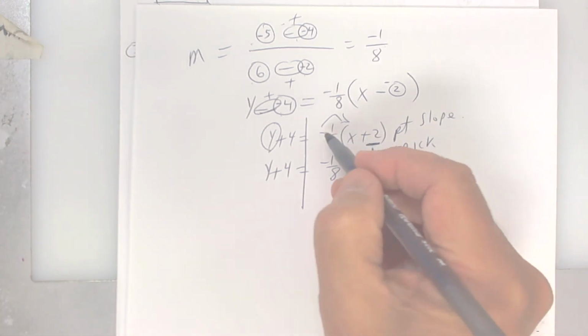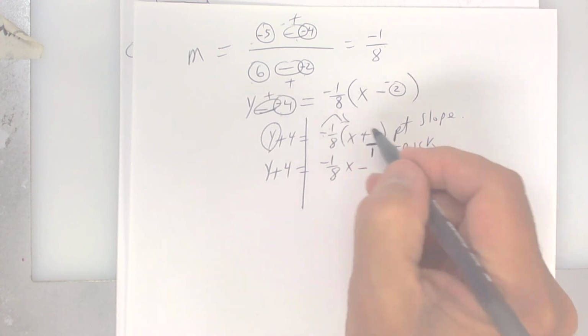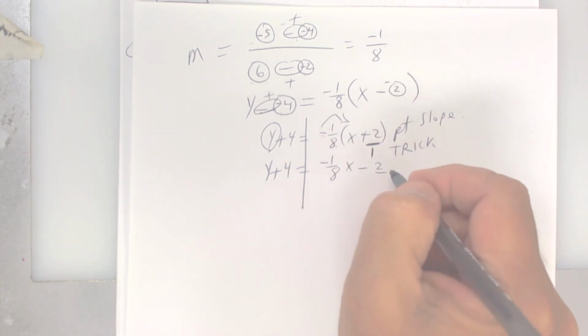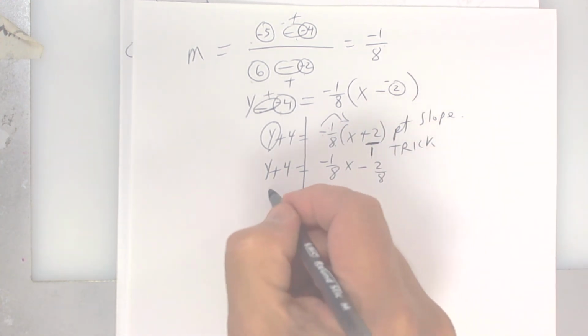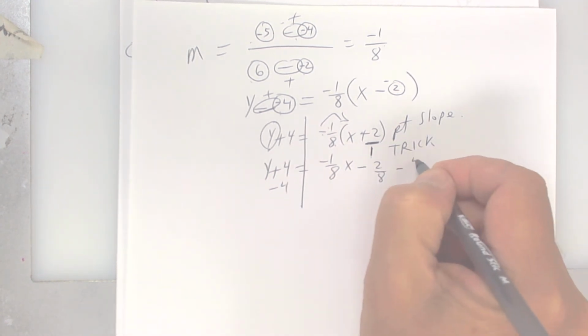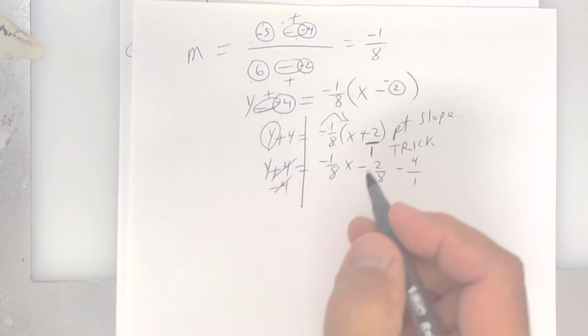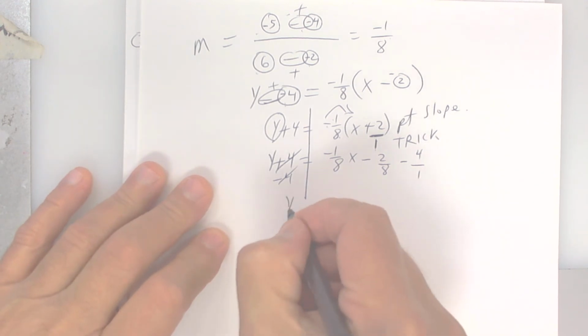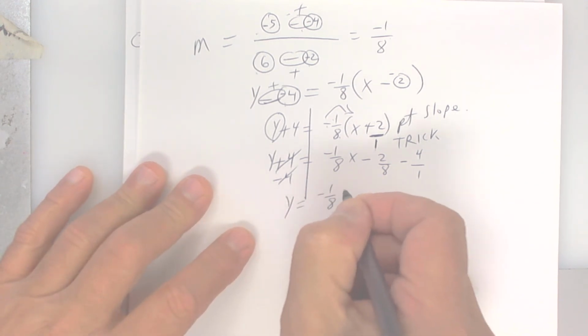Okay? So a negative times a positive is a negative. 1 times 2 is 2. 8 times 1 is 8. Okay? Now what you want to do is subtract 4/1. So minus 4/1. So you're going to get y equals negative 1/8x.